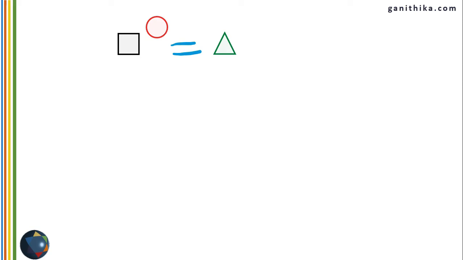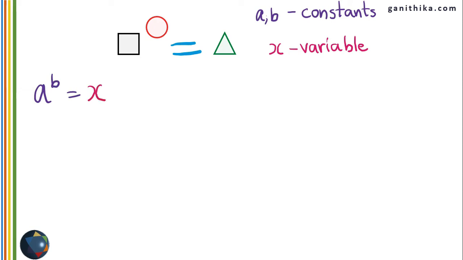Among the three numbers, let's take two numbers as constants, say a and b, and one as a variable, say x. These three numbers can be positioned in three different ways. I can have a to the power of b equal to x, with x being the variable and a to the power of b being a constant, because a and b are constants. Another way is x to the power of a equal to b, and the third option is a to the power of x is equal to b. We will discuss each of these three cases with an example.